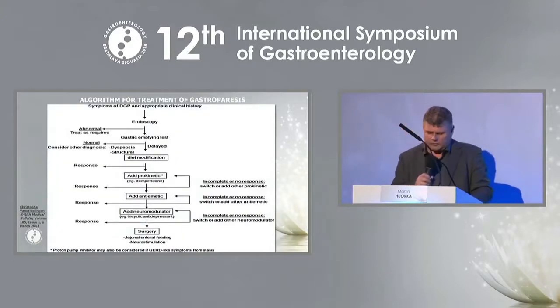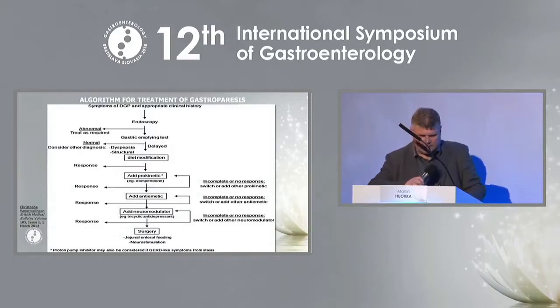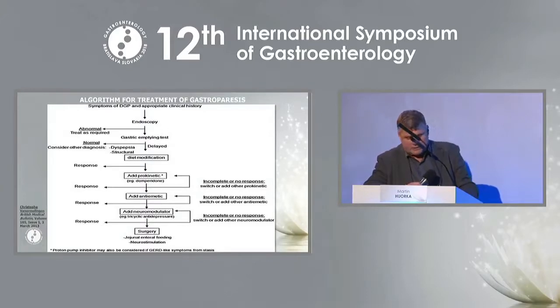There is an algorithm for treatment of gastroparesis. At first, we have to do endoscopy. Why? Because we have to exclude serious organic disease. Then a gastric emptying test, then in failure, diet modification, in failure a prokinetic, in failure an antiemetic, in failure a neuromodulator, and the end of these therapeutic steps is surgery.